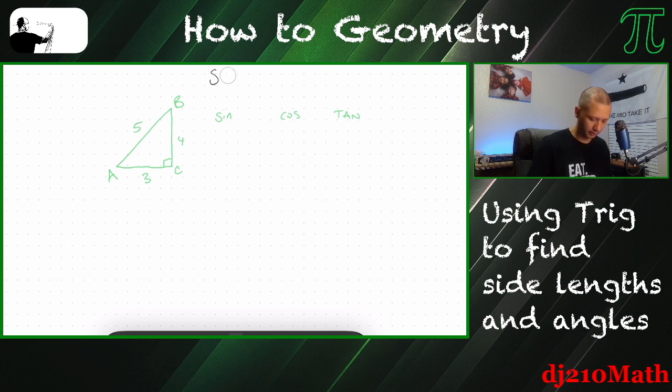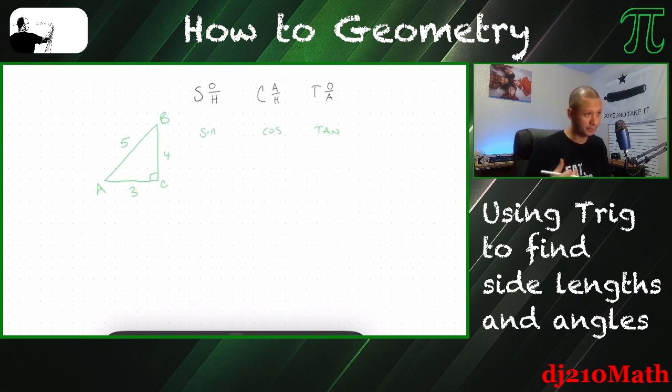Sine is opposite over hypotenuse. Cosine is adjacent over hypotenuse. And tangent is opposite over adjacent. And the acronym that we use is SOHCAHTOA. Everything revolves around understanding how to use SOHCAHTOA and when to apply it. So in this particular scenario, we're just recalling this.